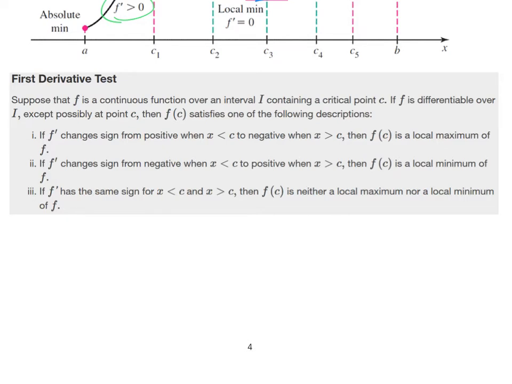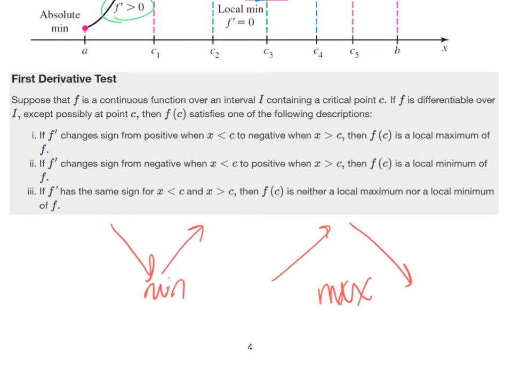And then it's from negative to a positive? Yeah. So if I'm coming in negative and I leave positive, this is a minima. And if I come in positive and leave negative, this is a maxima. If it doesn't change, it's just a horizontal slide? Yeah, then that critical point is not an extrema.